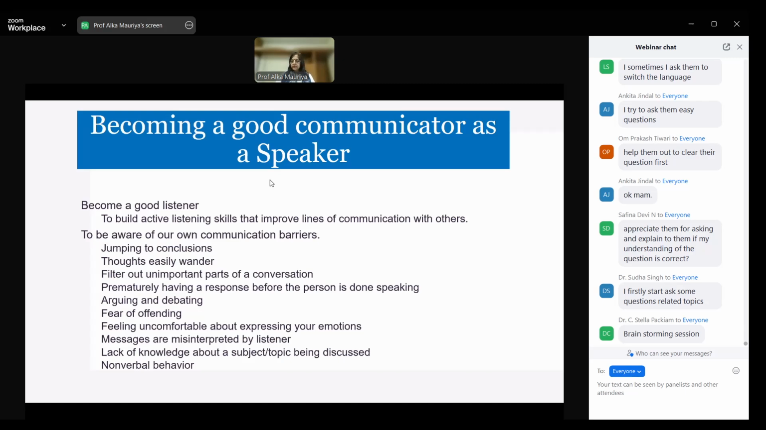create that kind of atmosphere wherein students are comfortable asking questions in the class. One of the major reasons because of which students do not ask questions is that they have a fear of getting offended, maybe by the teacher or by the fellow colleagues itself. So as Professor Safina has mentioned, we appreciate the student that at least you were attentive, you had the confidence to stand up and ask questions. So that also is very, very important.